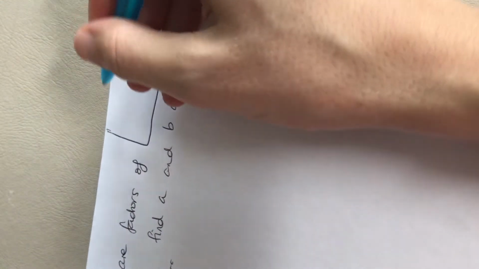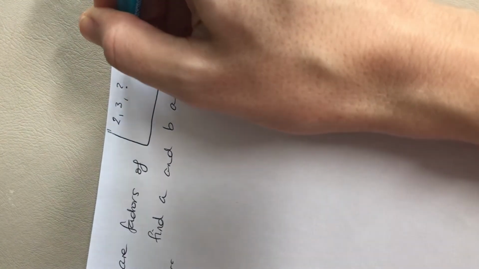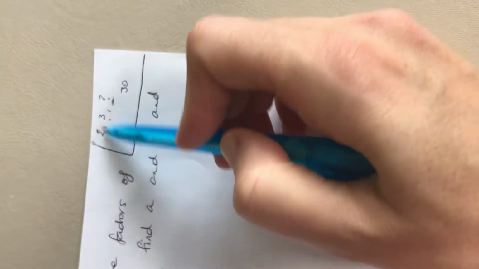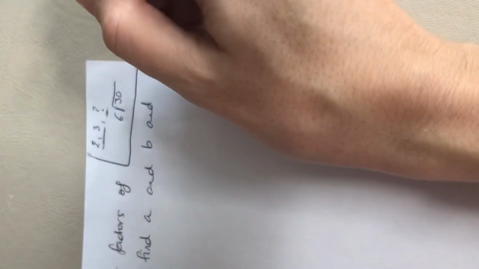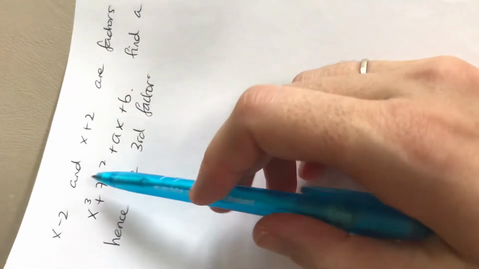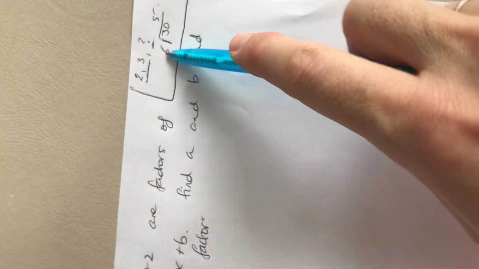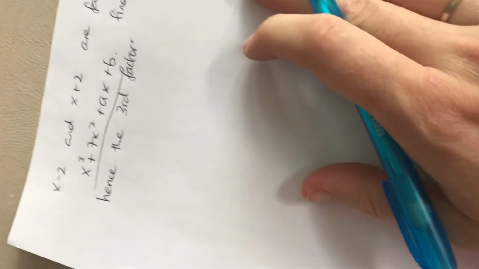It's like I told you, oh, 2 and 3 and something are the factors of 30. What's the something? Well, what would you normally do? You'd multiply 2 by 3, you'd multiply your two factors and divide your answer into 30. So that's what I'm going to do here. I have two factors. I'm going to multiply them, and I'm going to divide that into 30, or that into the cubic that they've given me.